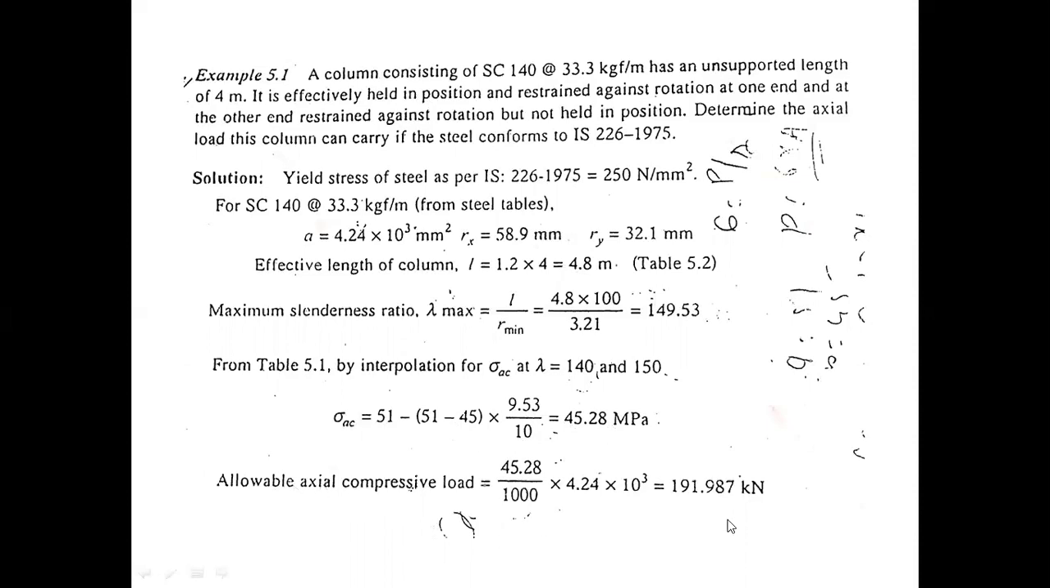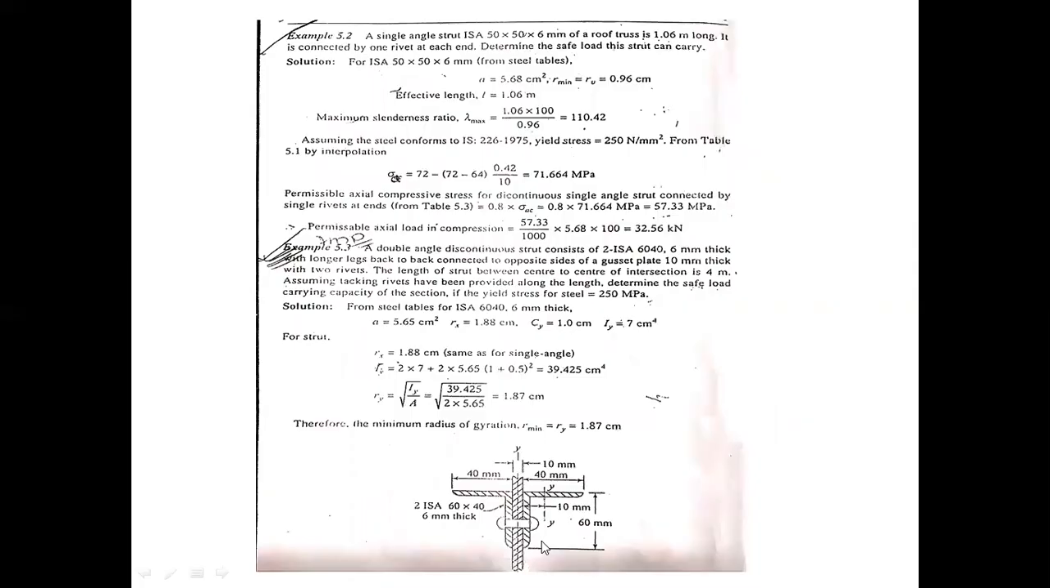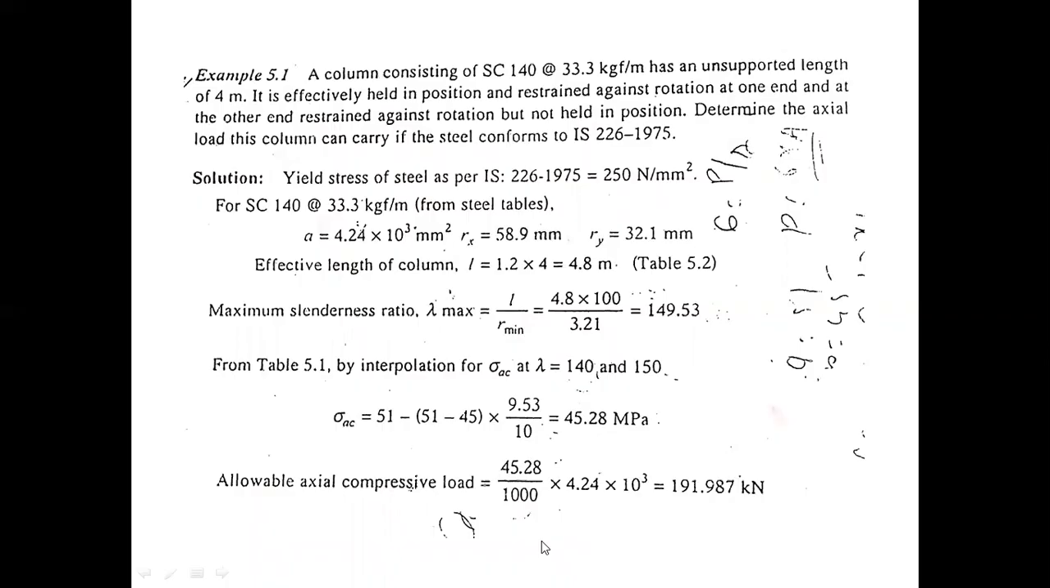So the allowable axial compressive load in kilonewton we have to derive, that is 45.28 Newton per mm square into 4.24 into 10 raised to 3, as here the value is in mm square, we have to take it in mm square only. So that compressive load is 191.987 kilonewton. This is the compressive load value we have derived from table 5.1 by interpolation. So now we'll go for the next problem.